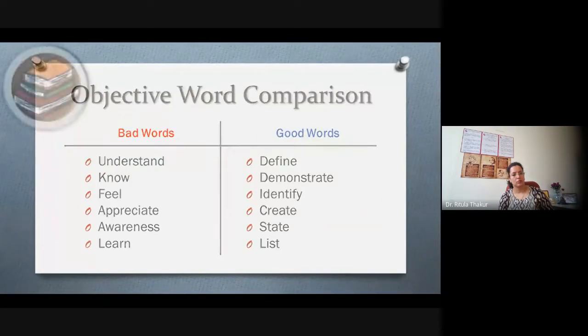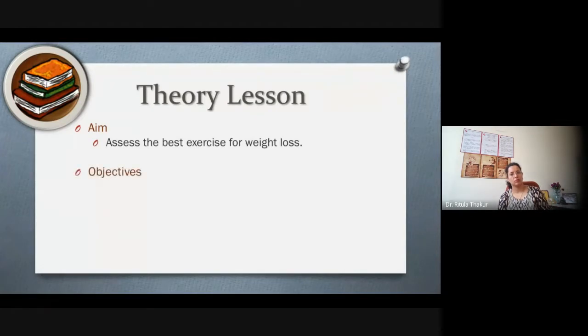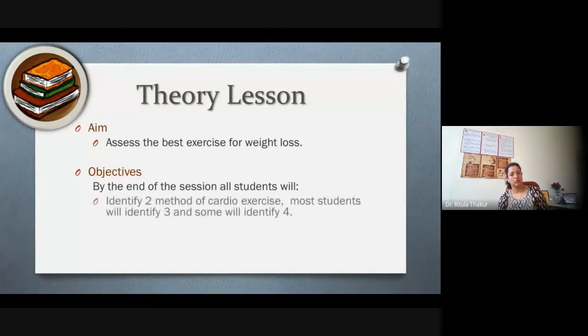So let's have a look at an example of an aim and objective from a theory lesson. Our aim might be to assess the best exercise for weight loss. When writing the objectives, you might find it helpful to write by the end of the session, all students will. You don't have to repeat it if you write it how it looks here, but this starts every single one of your objectives. Now our first objective is to get students to identify different cardio exercises.